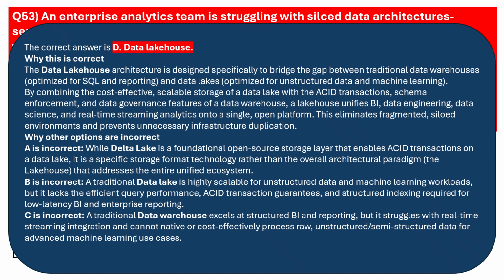ecosystem. B is incorrect. A traditional data lake is highly scalable for unstructured data and machine learning workloads, but it lacks the efficient query performance, ACID transaction guarantees, and structured indexing required for low-latency BI and enterprise reporting. C is incorrect. A traditional data warehouse excels at structured BI and reporting, but struggles with real-time streaming integration and cannot natively or cost-effectively process raw, unstructured/semi-structured data for advanced machine learning use cases.